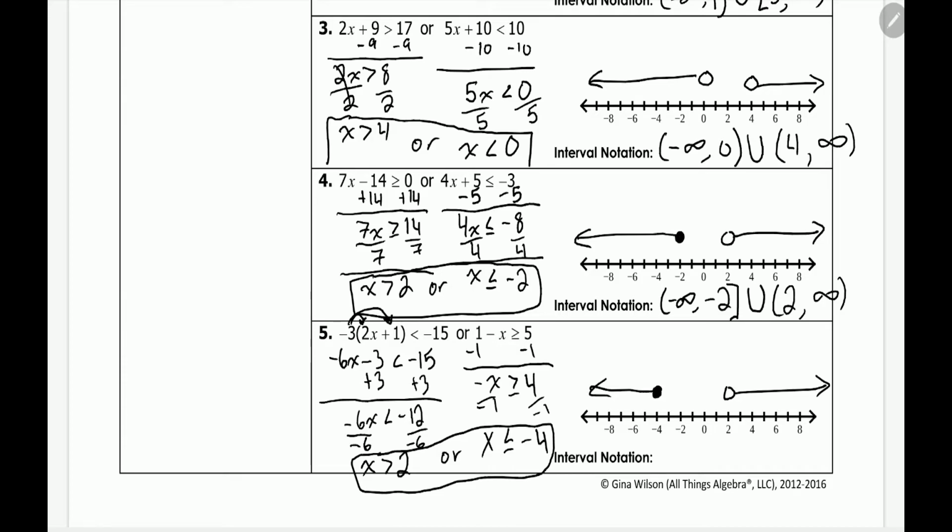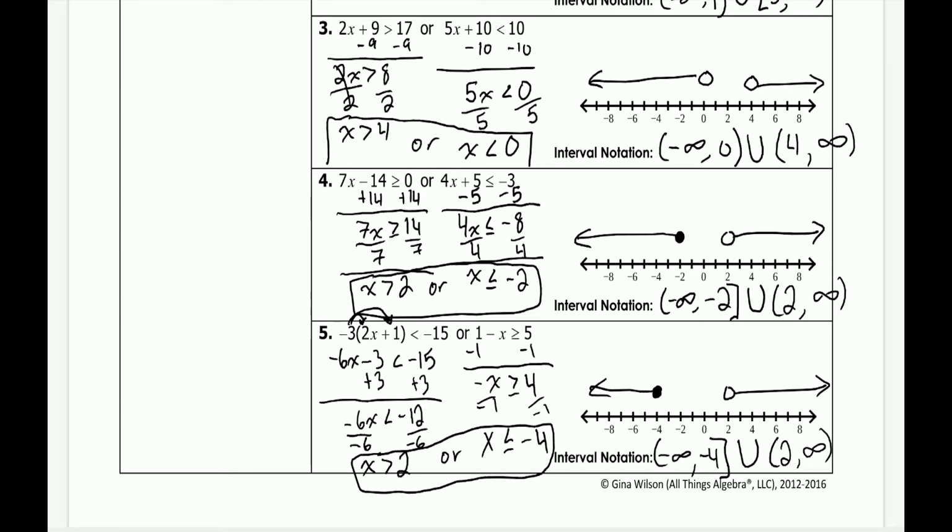Now, let's do our interval notation. So we come from -infinity, we go to -4. So we have -infinity, comma, -4. Since it's a closed circle, we have a bracket. We have to have our union symbol. Then we jump over to 2. It's an open circle, so we have parentheses, 2, comma. We go to infinity, and that always has parentheses. And that's going to be our interval notation.